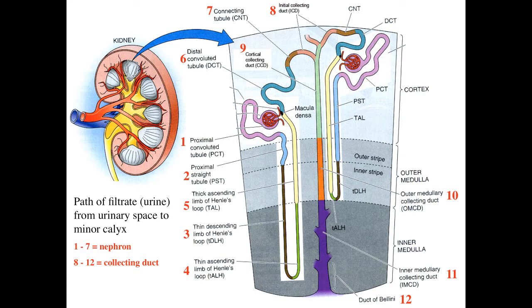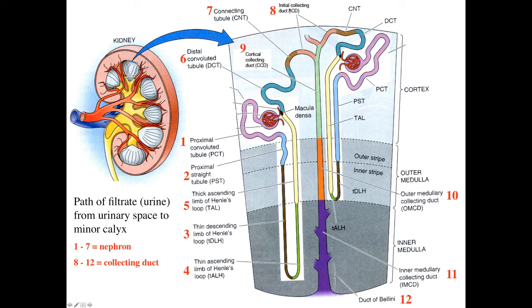This slide just diagrams the path that urine takes as it is produced from the glomerulus as it makes its way out into the collecting ducts. And I think you already appreciate this, but one goes into the proximal convoluted tubule, to the proximal straight tubule, to the thin descending limb of Henle's loop, to the thin ascending limb of Henle's loop, to the thick ascending limb of Henle's loop, into the distal convoluted tubule, and then into the connecting tubule and the initial collecting ducts.